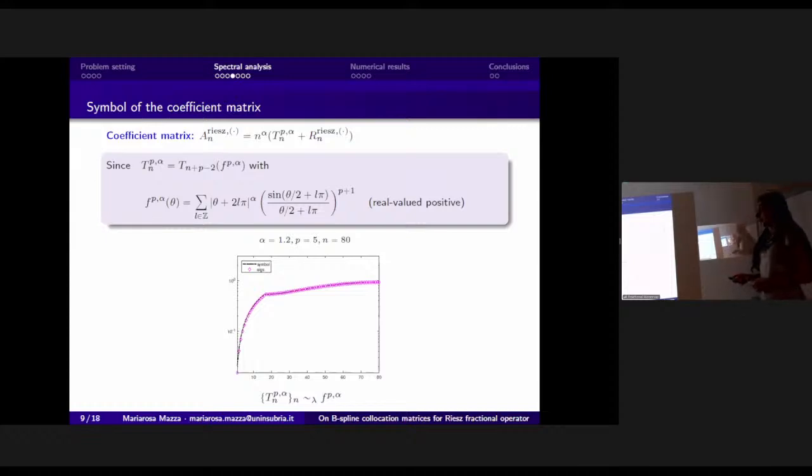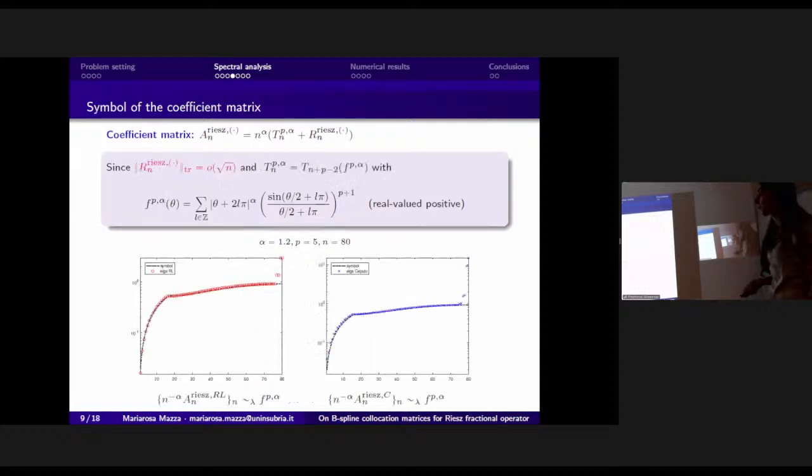So we actually computed the symbol for the Toeplitz part, and it's this real-valued positive function. And you see there is a good matching between a sampling of this function f_{p,alpha} and the true eigenvalues of the Toeplitz part that is in our coefficient matrix. Moreover, we were able to prove that the correction we're adding to the Toeplitz part satisfies this condition.